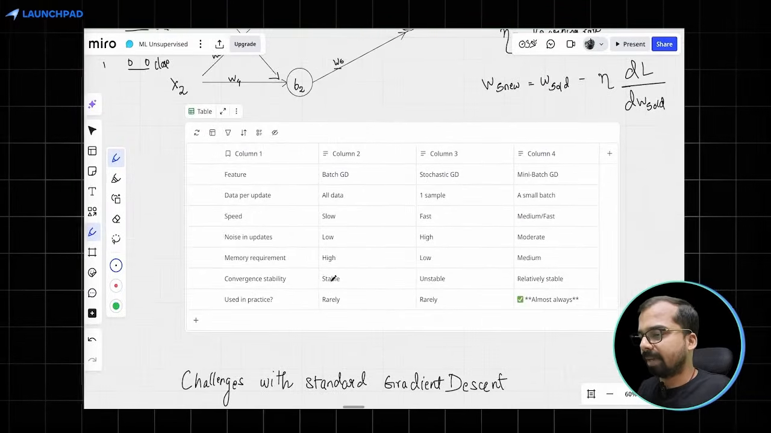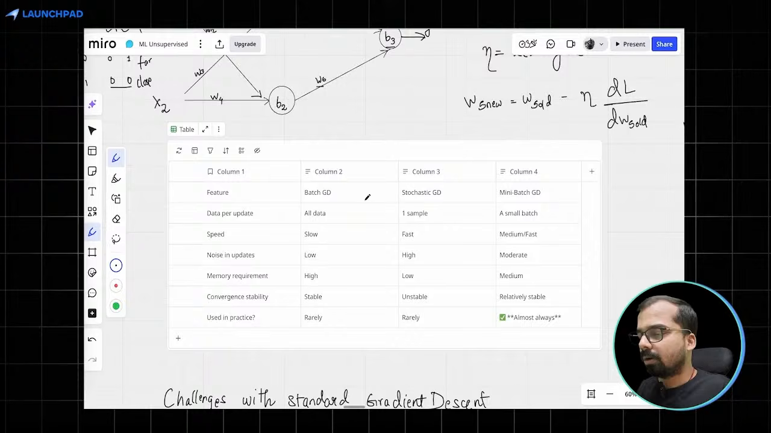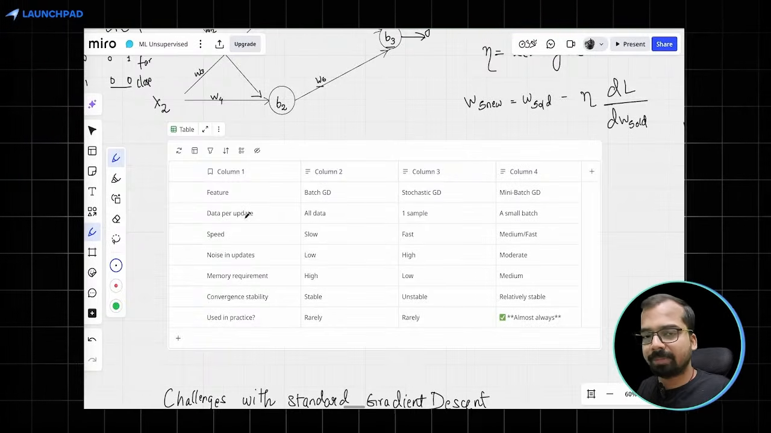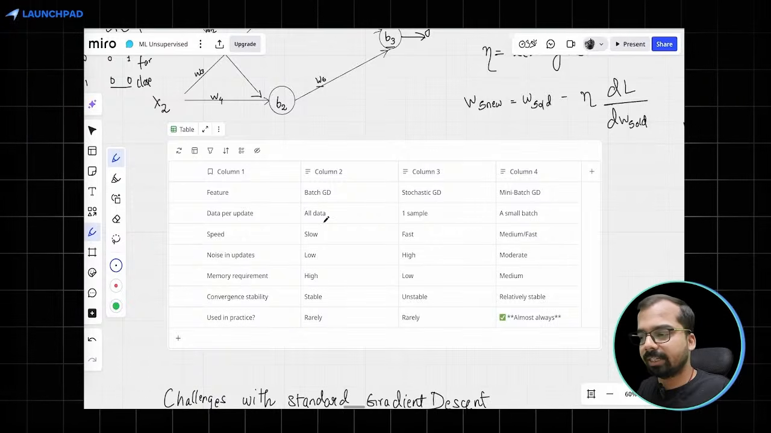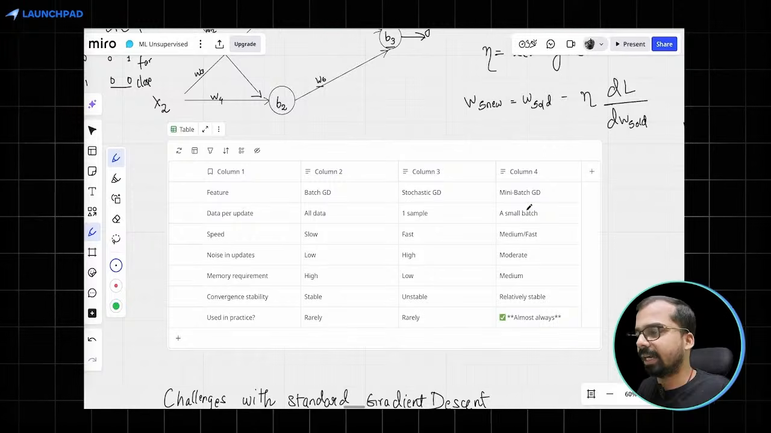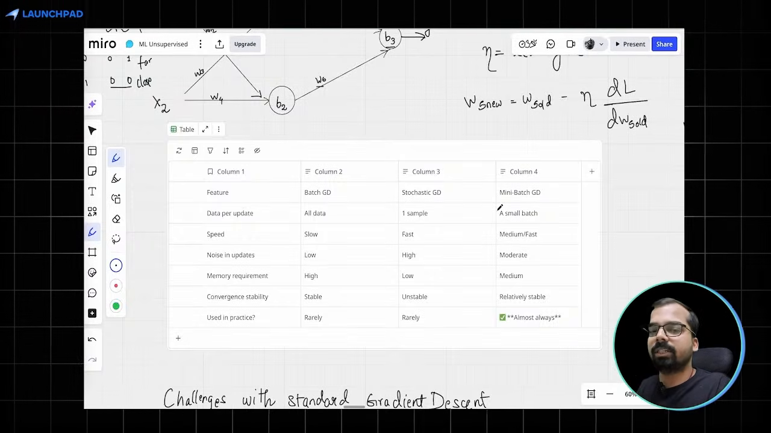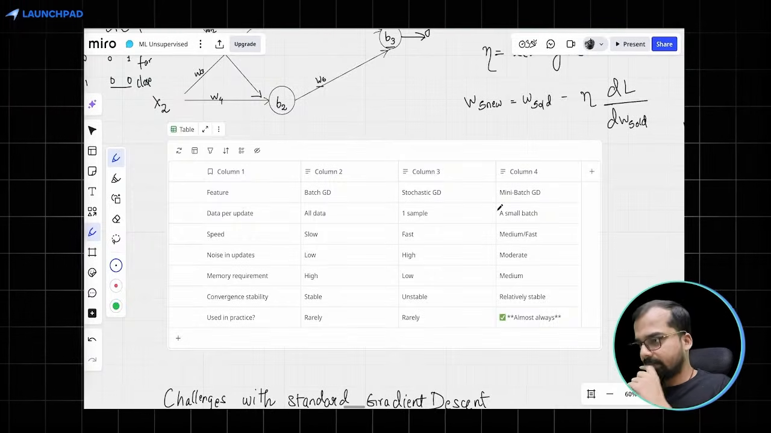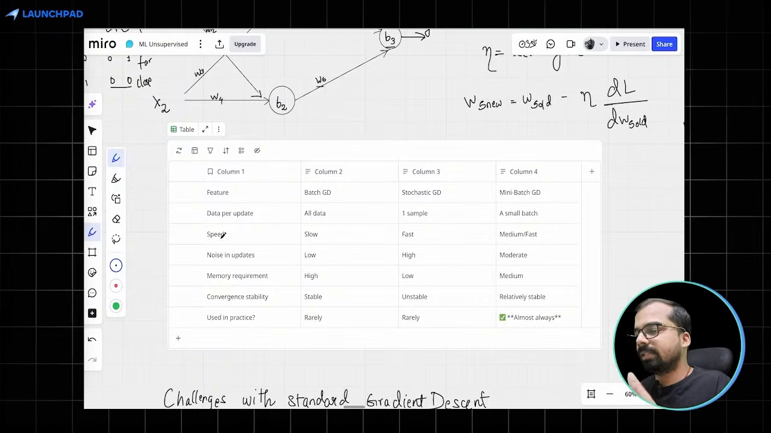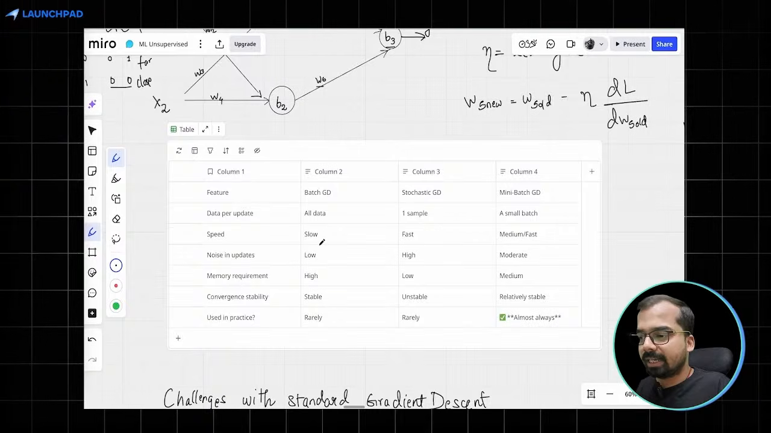So here is a comparison table of batch gradient descent, stochastic and mini batch. For data per update, all data is required in batch, one sample is required in stochastic, and a small batch size, let's say 3, 4, or 16, is required for mini batch. The speed of convergence, how fast it converges: because batch takes the entire data, it is slower.